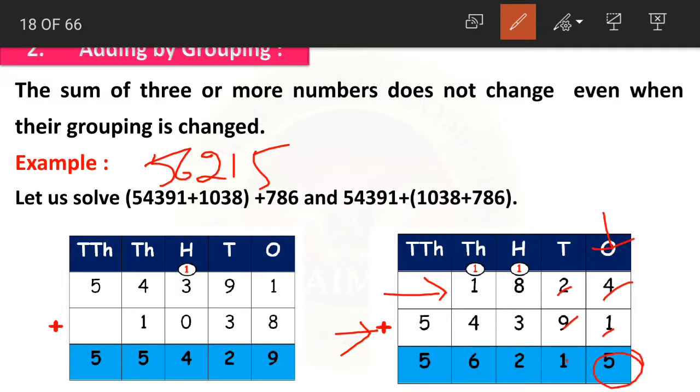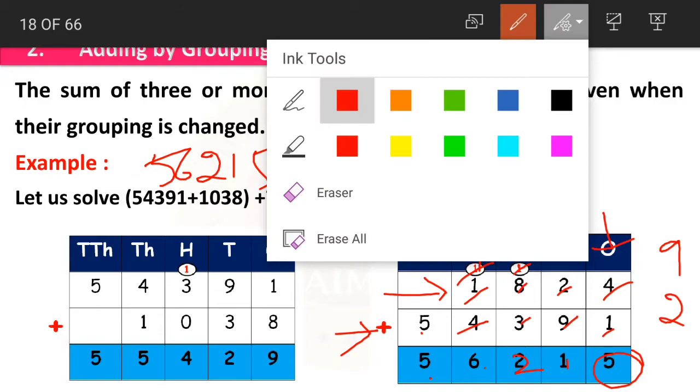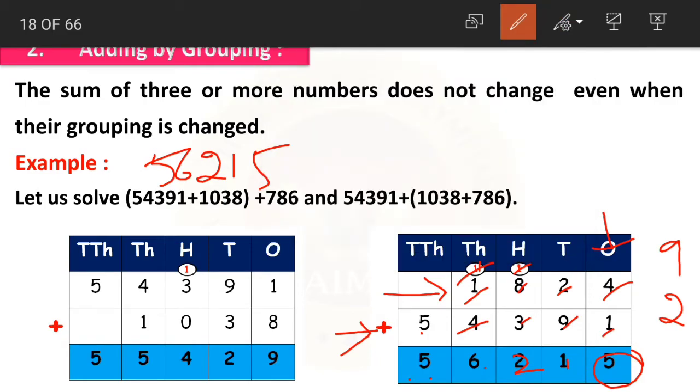2 plus 9, 11. 1 here, 1 carried. 8 plus 1, 9. 9 plus 3, 12. So 2 here, 1 carried. 1 plus 1, 2. 2 plus 4, 6 and 5. So what answer did we get children? 56,215. For this where the grouping was changed.